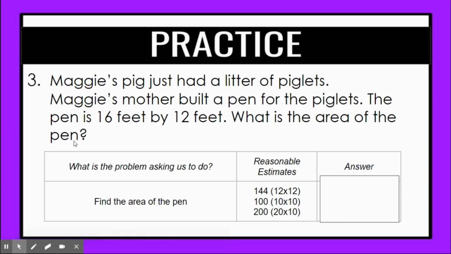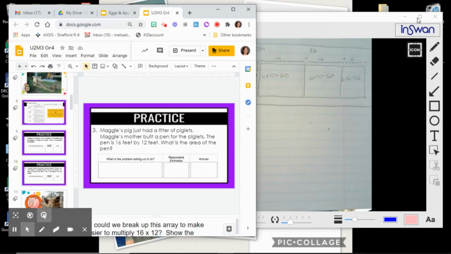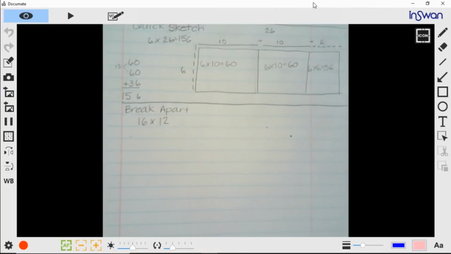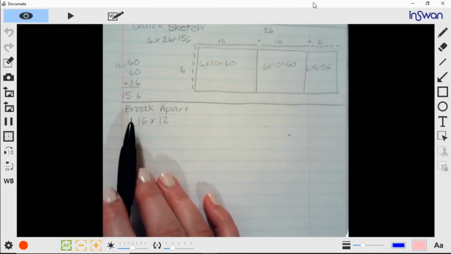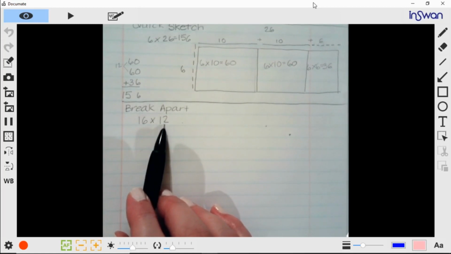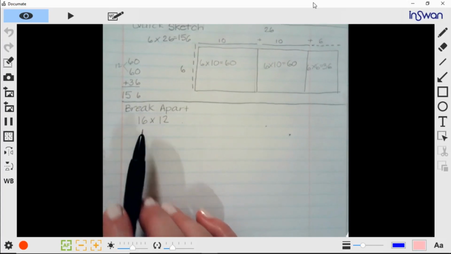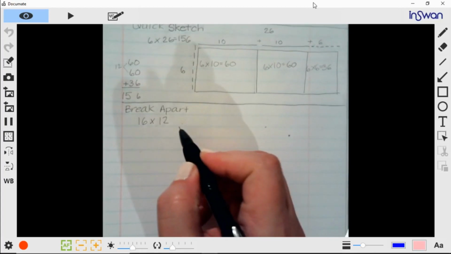All right, so now let's go back to our notebook to solve this another way. For this one, I want to solve it using distributive property, which an easier way to put that is break apart, where we're going to take apart one of the numbers. So we're familiar with working with 12, so we're going to leave the 12 alone. We could break it apart. It wouldn't be any big deal if we wanted to do that. I'm just going to keep it simple and just break apart the 16. So 16 times 12 equals. Remember, equals means is the same value as. So what's over here has to be the same value as what we have here.